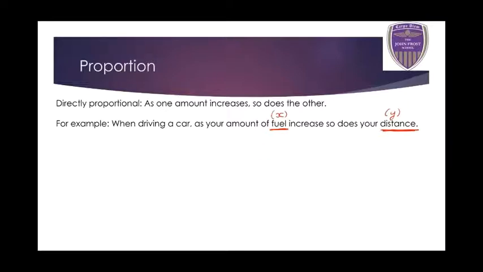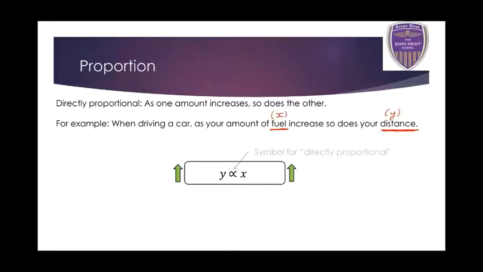And when we talk about proportions, we use this symbol here. So we've got y, and then a symbol that looks like a capital letter A on its side, or the infinity symbol that's missing a bit off the edge. This symbol is the symbol for directly proportional. So this says that y is directly proportional to x, okay? Or in this case, we could say that fuel is directly proportional to distance, or vice versa, and as one increases, so does the other.